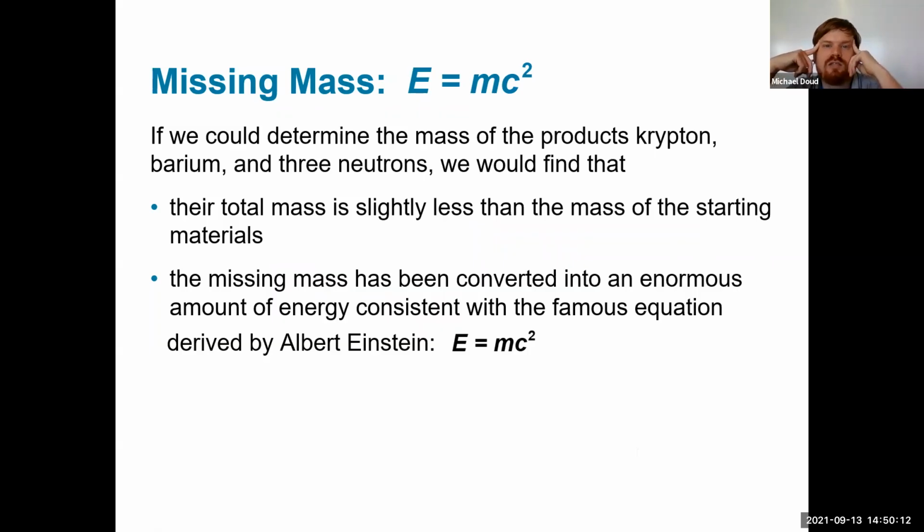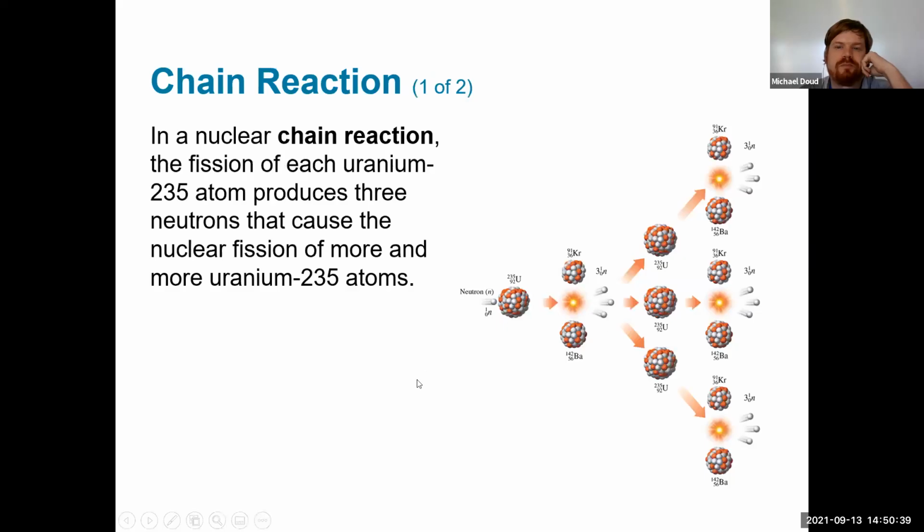Well, as it turns out, this validates the energy mass relationship that was originally proposed and determined by Albert Einstein, this famous equation E equals mc squared. When we do a nuclear reaction, some of the mass is lost and converted to energy. So what does this tell us?